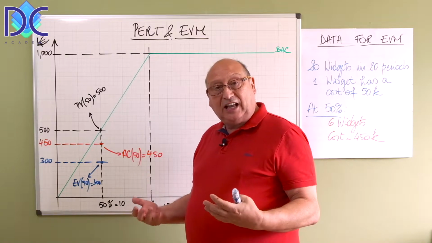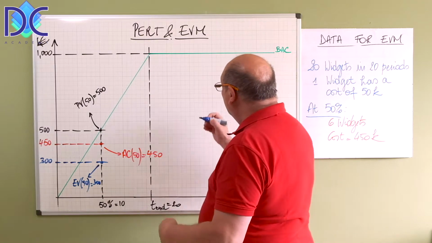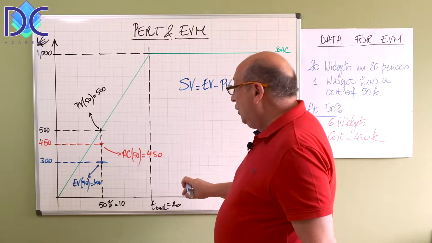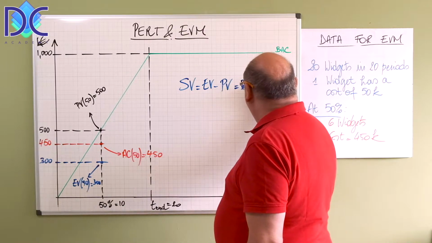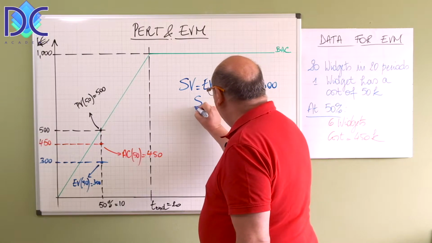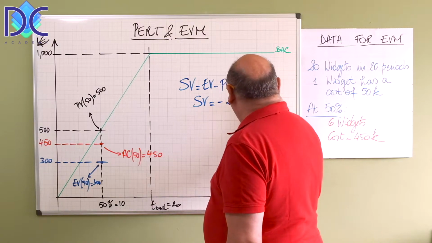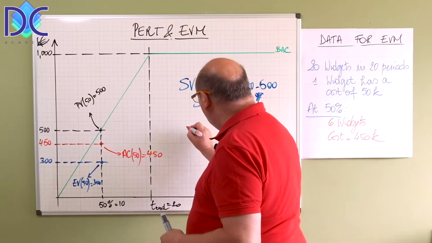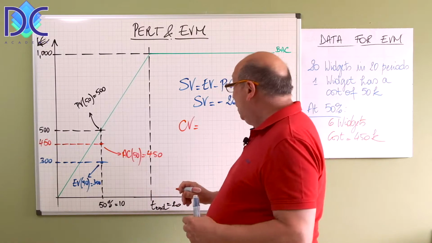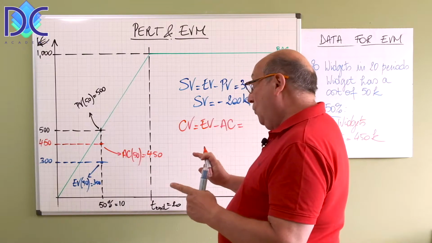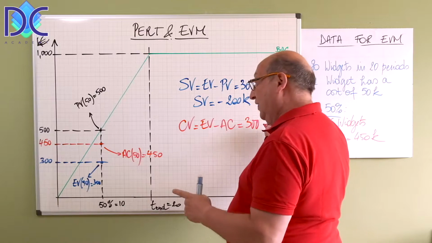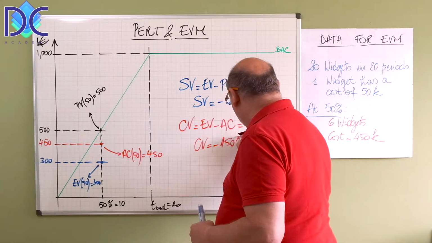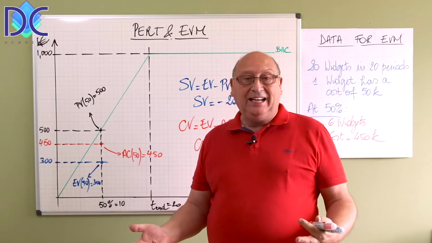The first thing we can do here is calculate the variances. Remember the schedule variance. The schedule variance was earned value minus planned value. In our case, we have earned value 300, planned value is 500. So the schedule variance is minus 200K. It means our project is behind schedule. Now let's take a different color, red, for the cost variance. The cost variance is, per definition, the earned value minus the actual cost. We have an earned value of 300, an actual cost of 450, which means that the cost variance is minus 150K. So basically, in our project, we are late and we are over budget.